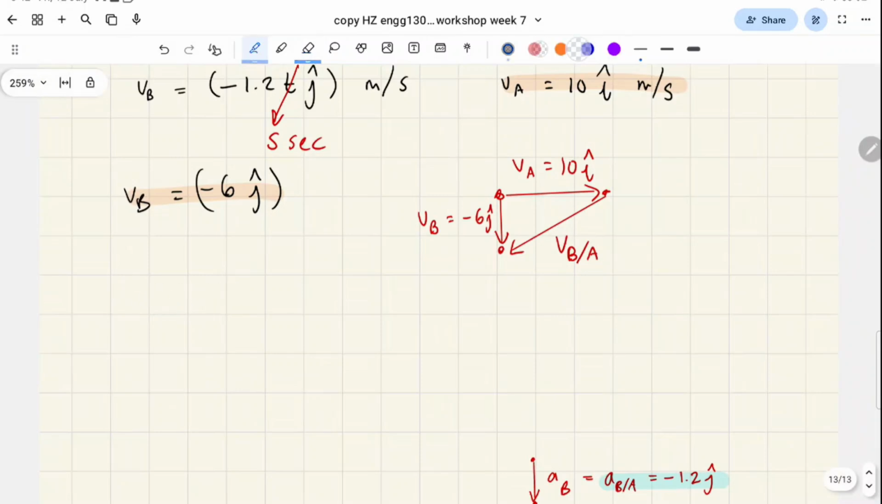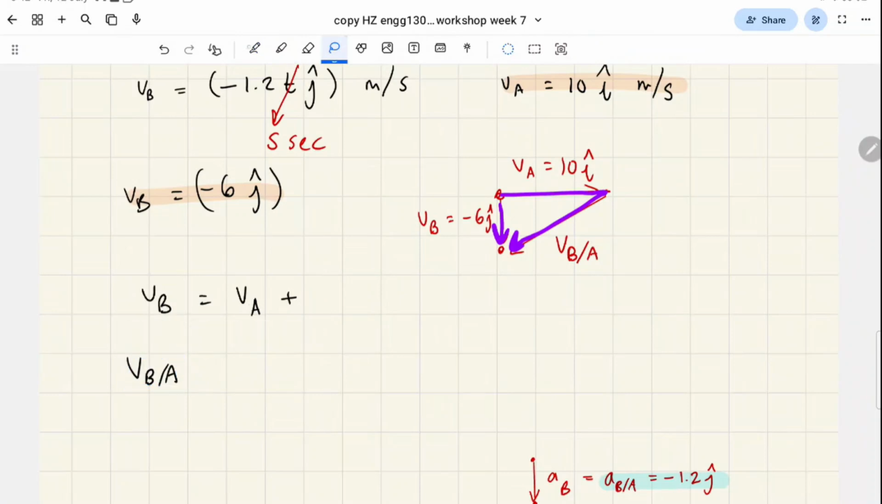Okay. Here's how I think about it, right? Tip to tail arrows, right? Like that, right? So velocity of B, which is this arrow on the left, is equal to if you travel the distance of VA and you add on the distance of VBA, right? Yeah? Okay, now we're going to rearrange for VBA. And it's going to be VB minus VA. So that's another expression, right?